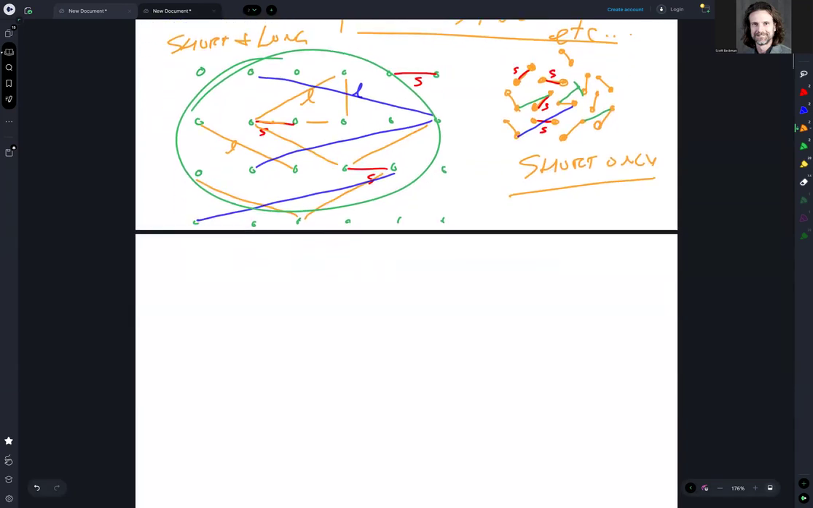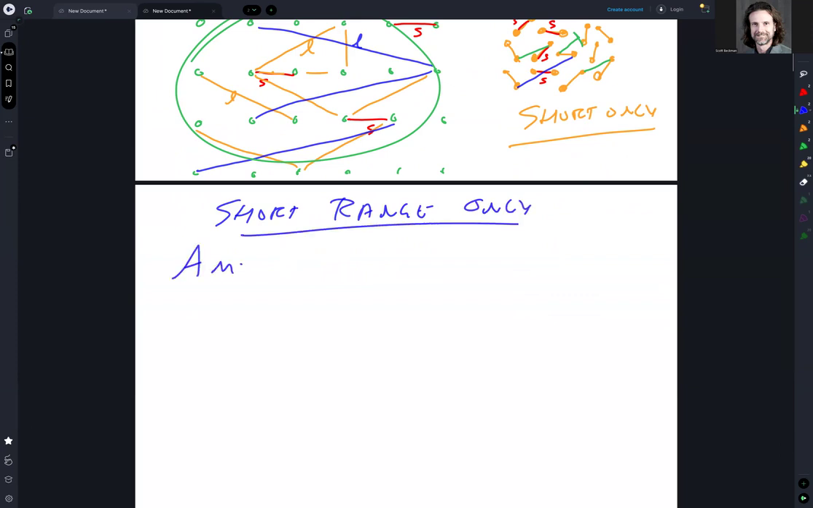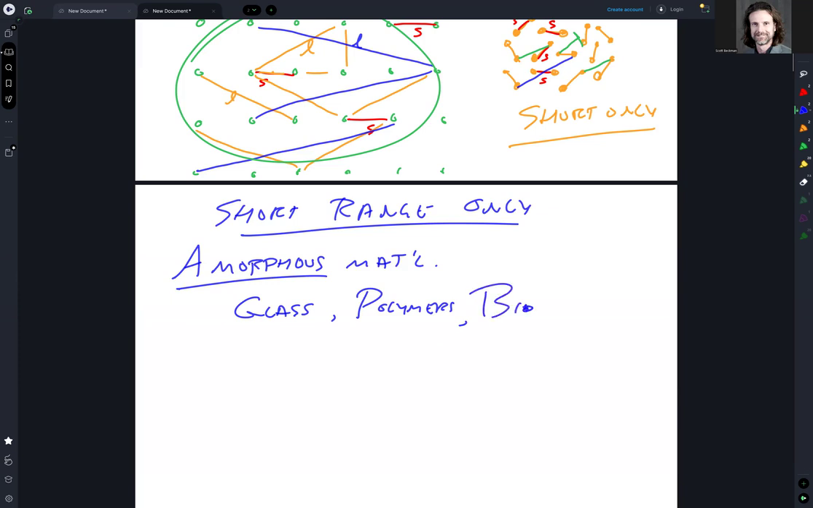So if we have a structure, a solid, that has short range only, we call this an amorphous structure. And these are common engineering materials: glasses, polymers, a lot in biomaterials.